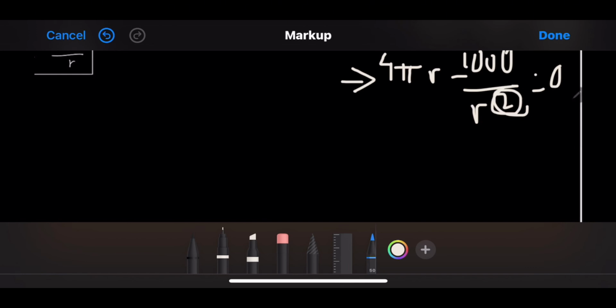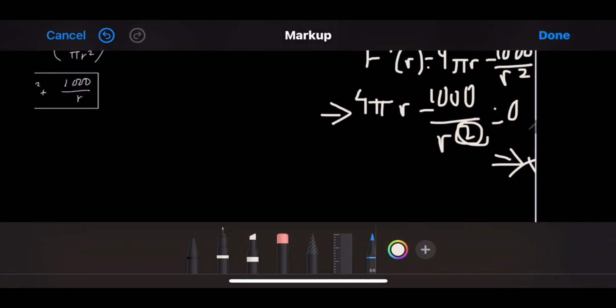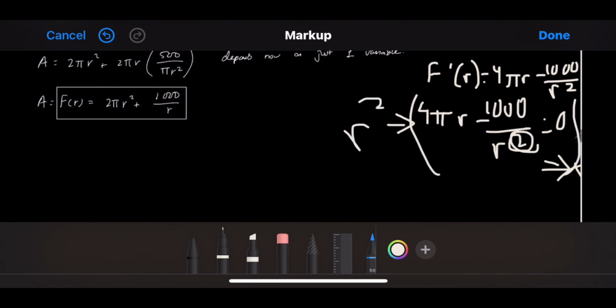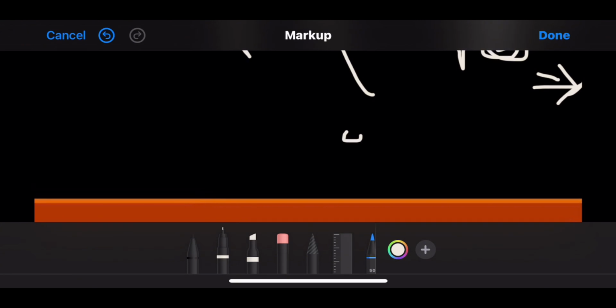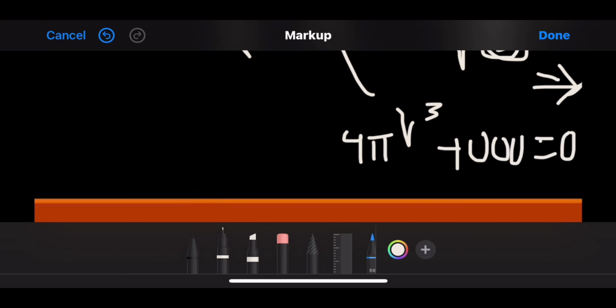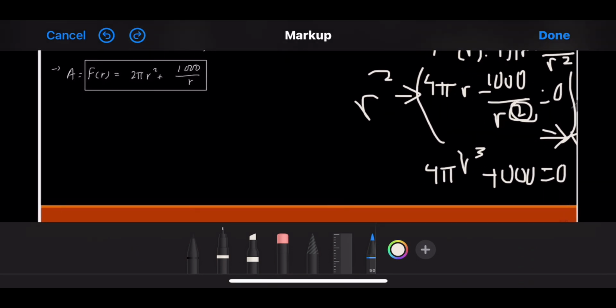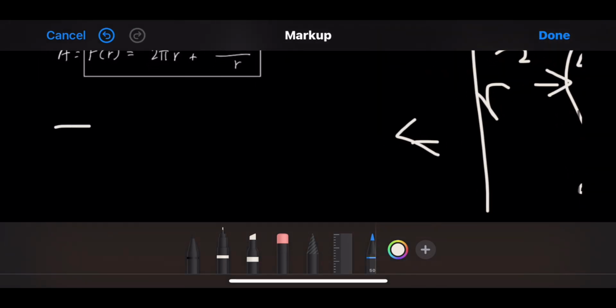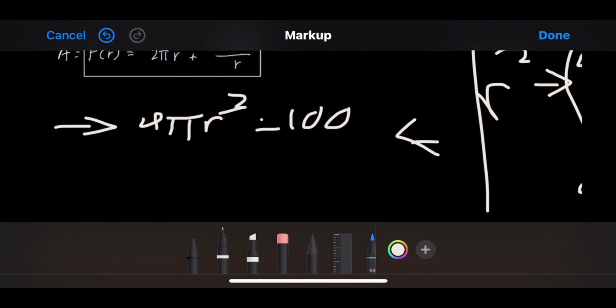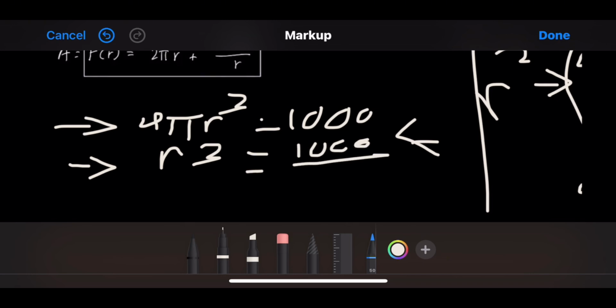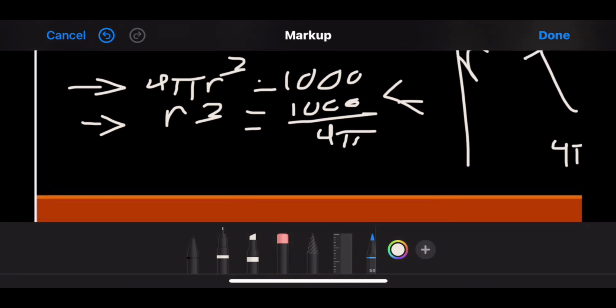Sorry. So next we're gonna multiply everything. To solve, we need to get rid of the square. So we're gonna multiply everything by that r squared. So then it'll be 4 pi r cubed minus 1000 equal to 0. We're gonna keep going and solve that equation. It'll be something like 4 pi r cubed equals 1,000, sorry, minus 1,000. So r cubed equals 1,000 over 4 pi.